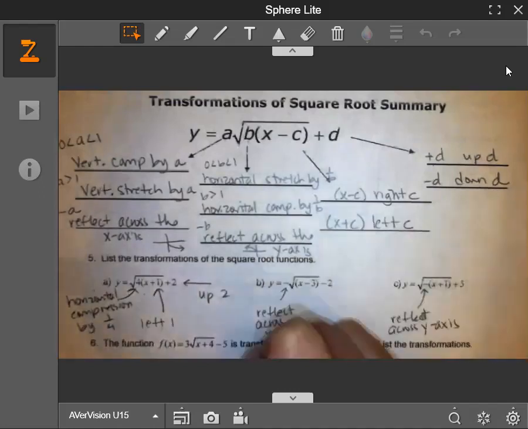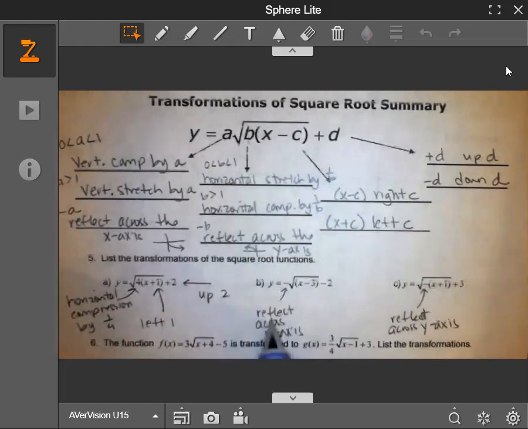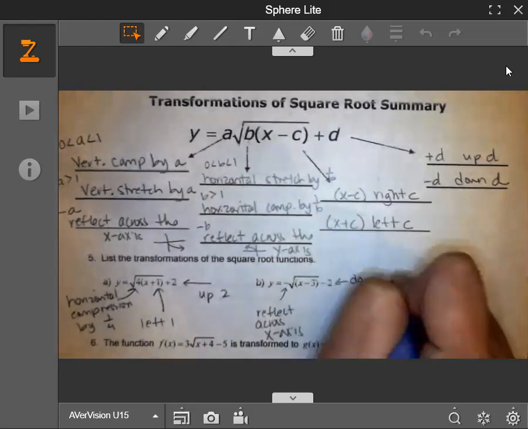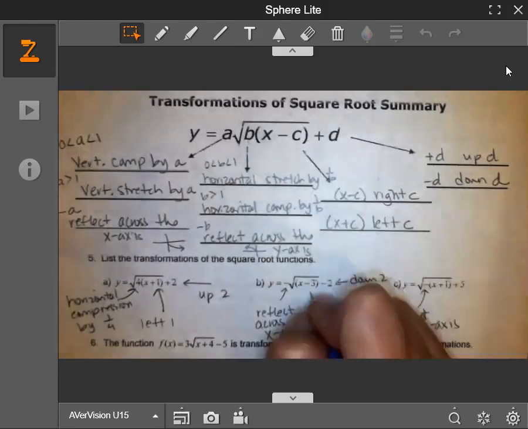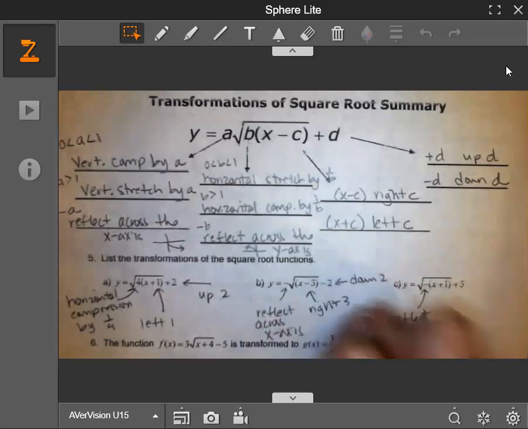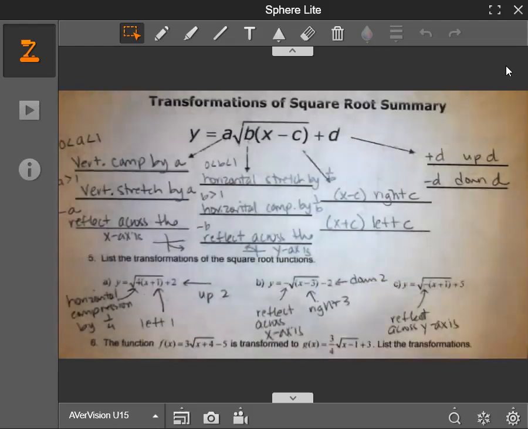So on the outside, reflection across the X-axis. On the inside, reflection across the Y-axis. This right here would be down 2, and this part would be right 3. So that's one of the easier things, is to look at those transformations and be able to tell what transformations occurred.